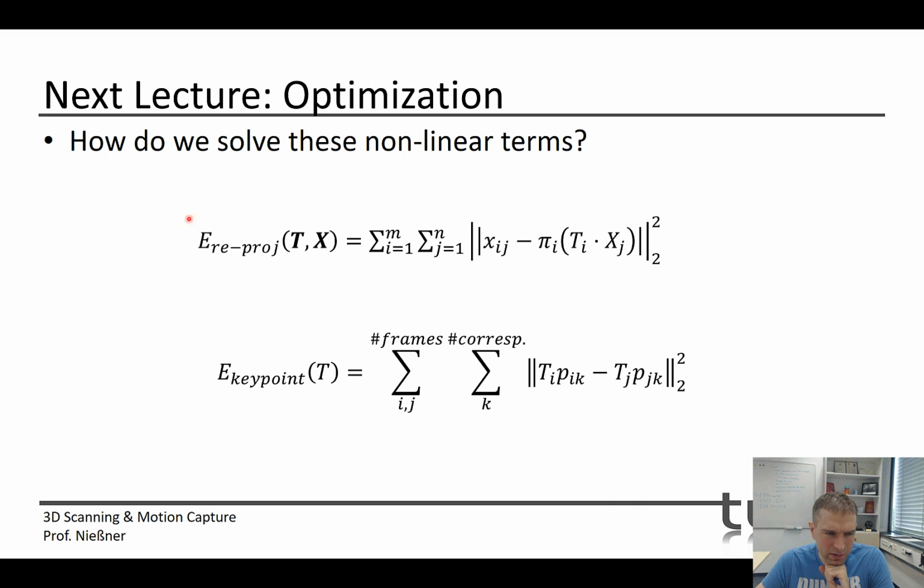Let's have a look again, a quick recap of what we talked about today. We talked about these two terms. We talked about bundle adjustment in 2D. We talked about bundle adjustment in 3D. And the idea here is we have to solve these terms. So in the next lecture we'll talk about the optimization, how to figure this kind of stuff out. This is what we're going to talk about in a lot more detail.